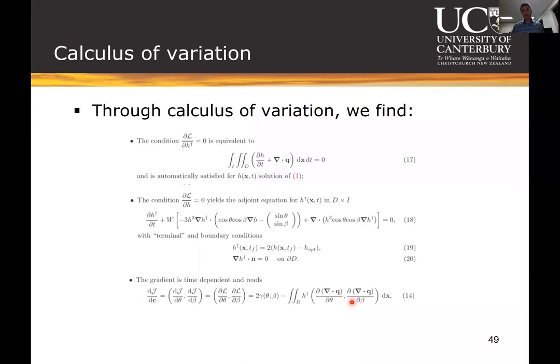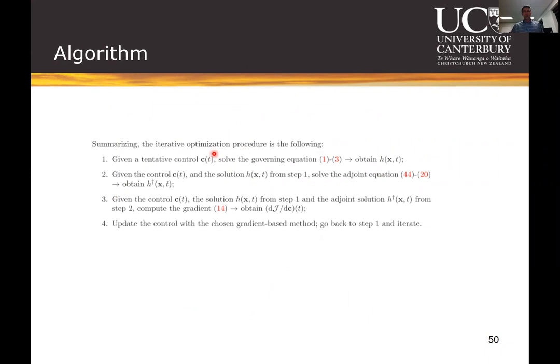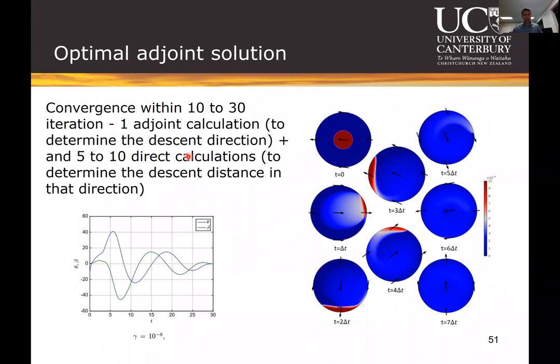In terms of how we go about solving this problem, we first assume a control C for the angles theta and beta that allows us to calculate a film thickness H. Then, given the control and the film thickness, we can obtain our adjoint variable, which is also known as the Lagrange multiplier. With this knowledge, we can calculate the gradient of the objective function, and then we can apply gradient-based optimization to minimize our objective function. We've implemented that in COMSOL, and we obtained a much faster convergence. Here, only 10 to 30 iterations were needed, with one adjoint calculation, and the results of this optimization are what you see here at the bottom left.